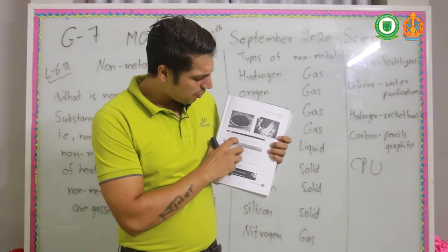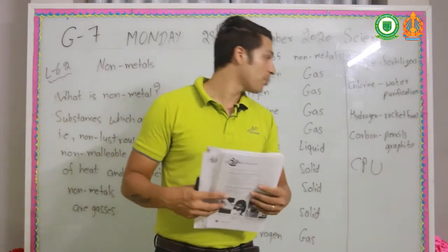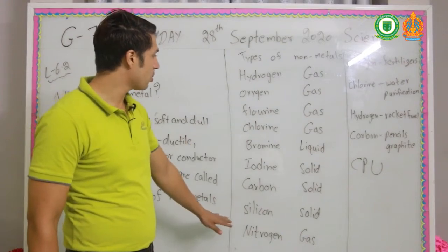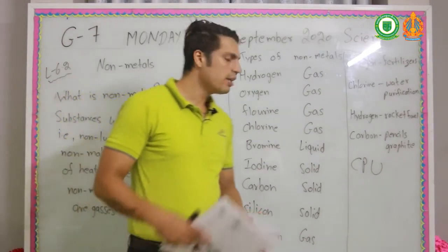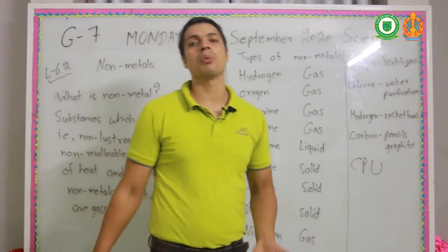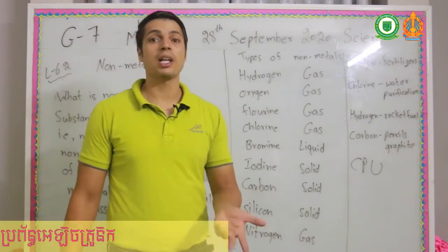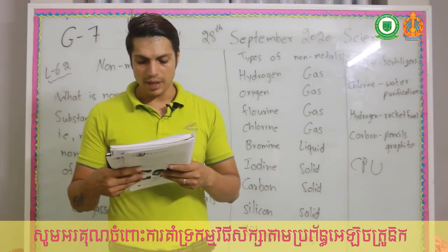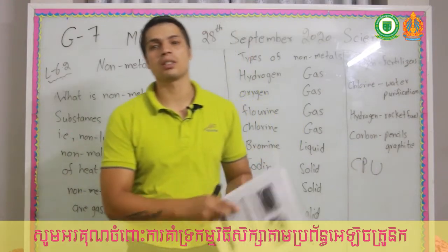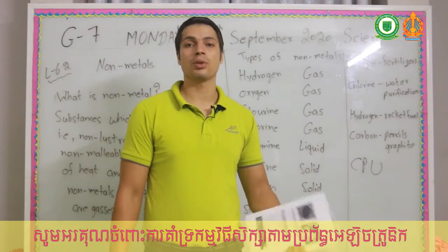What property of the gas helium makes it useful in balloons? Helium is used in balloons. Helium is a non-metal and it's a gas, so it is used in balloons. So why is it used in balloons? What property of helium makes it useful in balloons? These 3 questions you have to answer. This is your task 1, and if you have any doubts or questions, you can ask me.